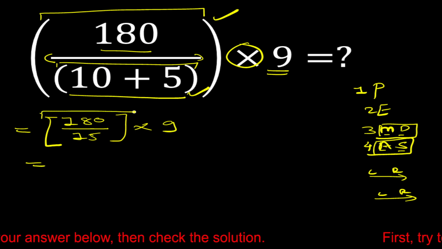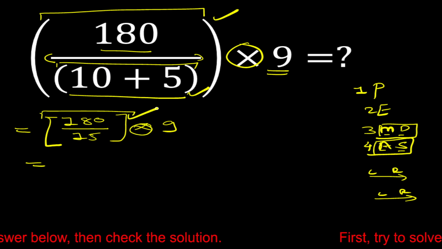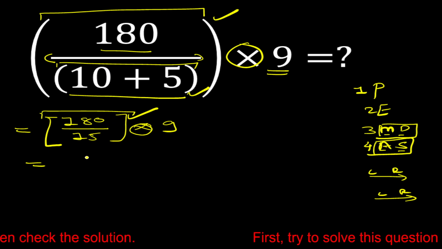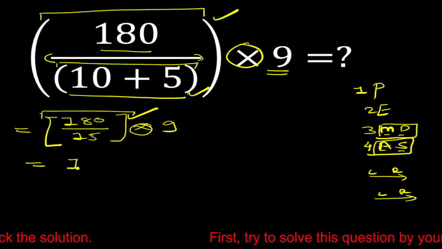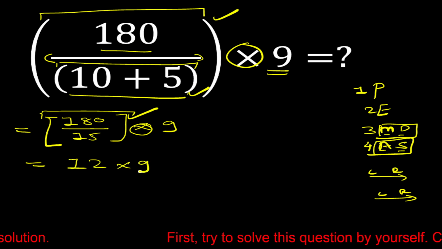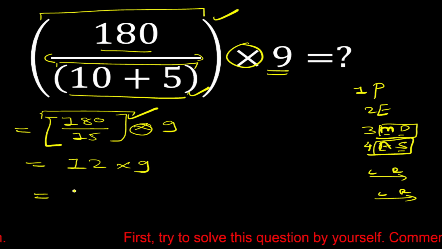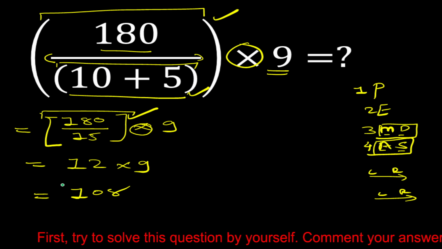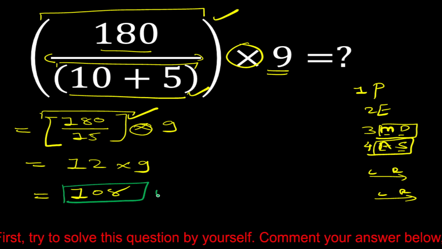Now here we have one parenthesis and one multiplication. So first we have to solve this parenthesis. So 180 divided by 15 is equal to 12, multiply 9. So 12 multiply 9 is equal to 108. Okay, so the correct answer is 108.